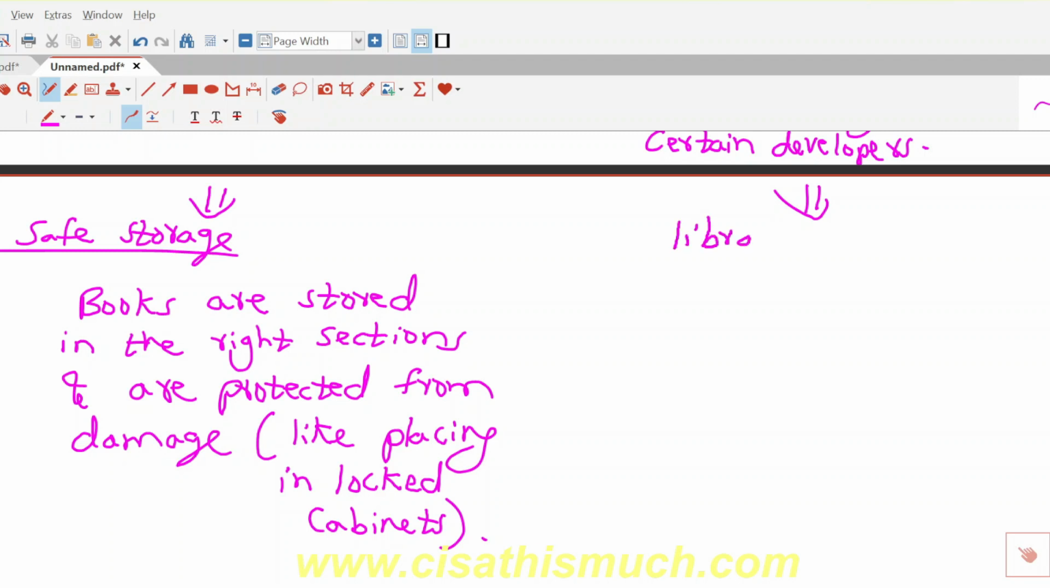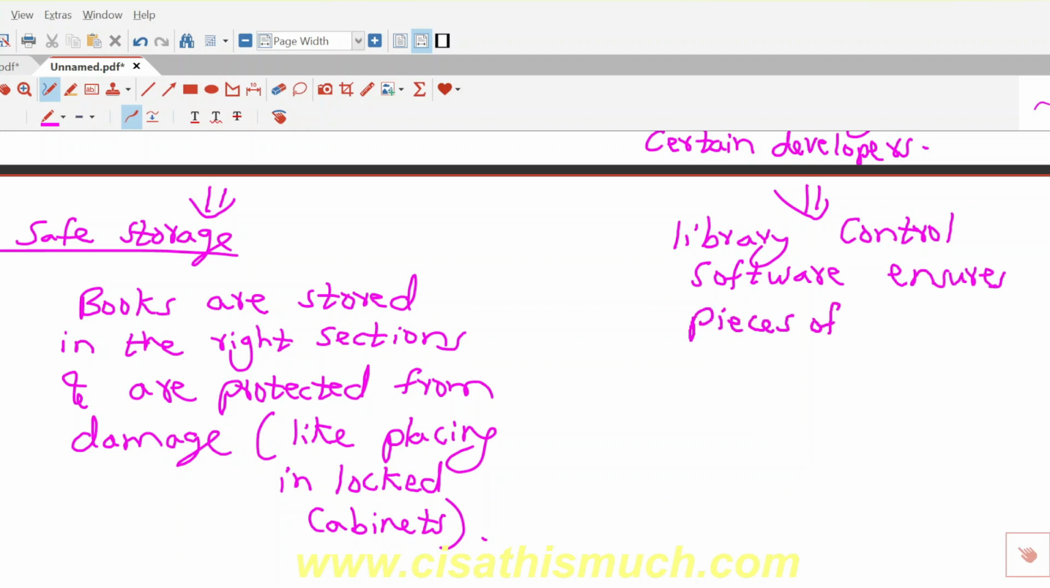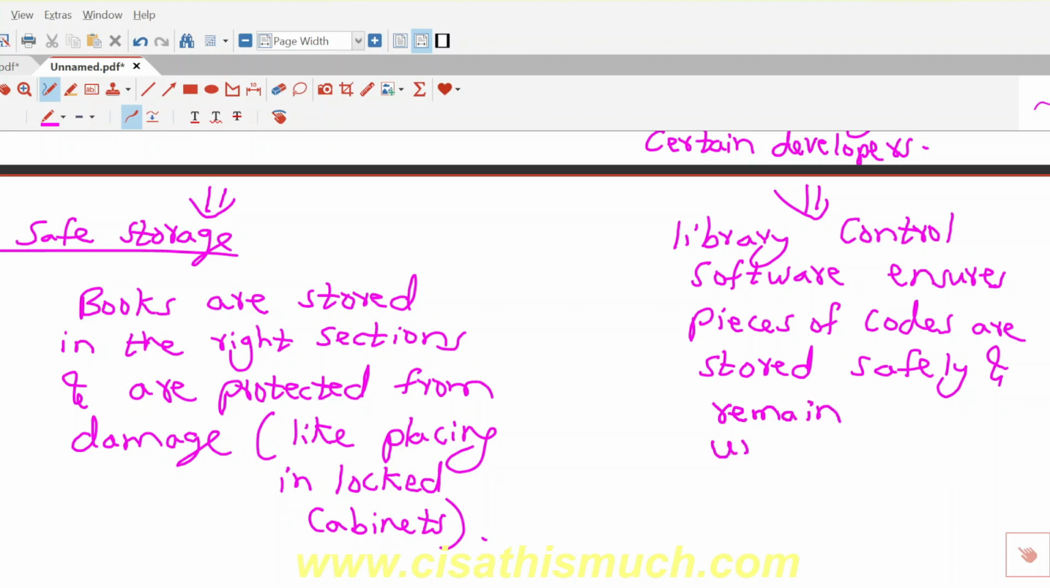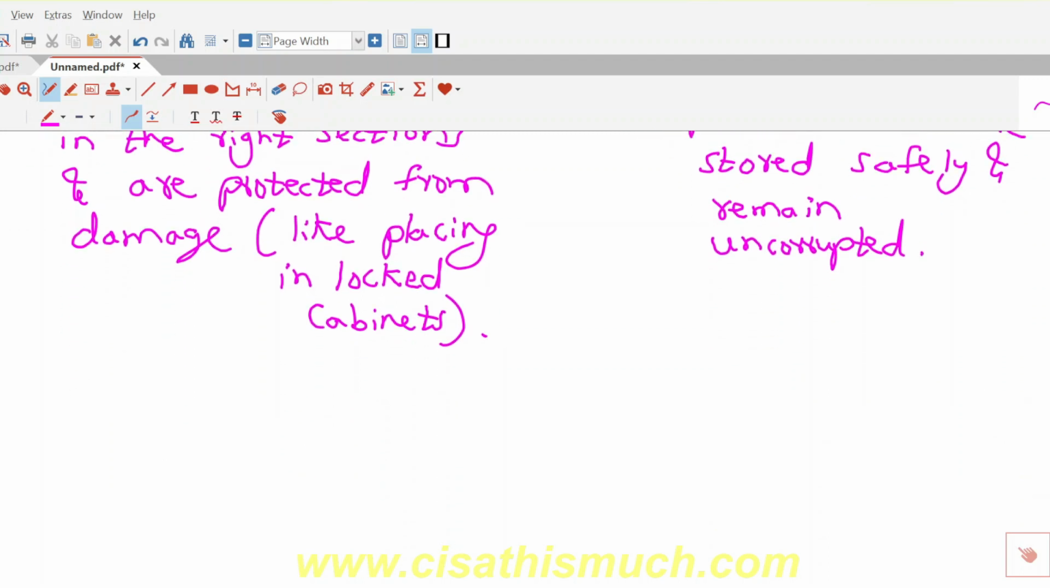Library control software ensures what? Ensures pieces of code are stored safely and remain uncorrupted, right? What do we mean here when we say stored safely and remain uncorrupted?